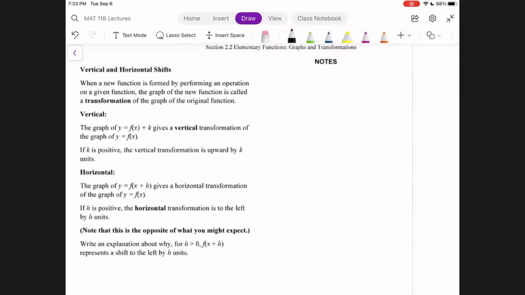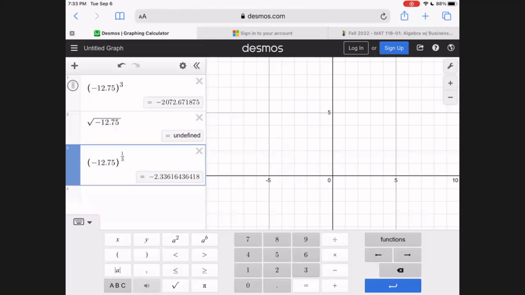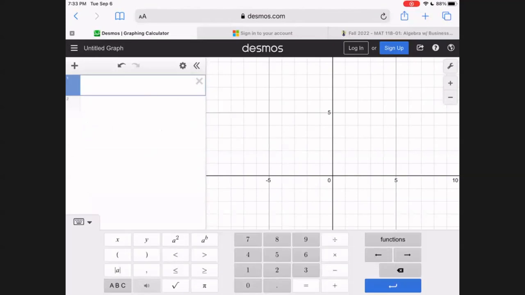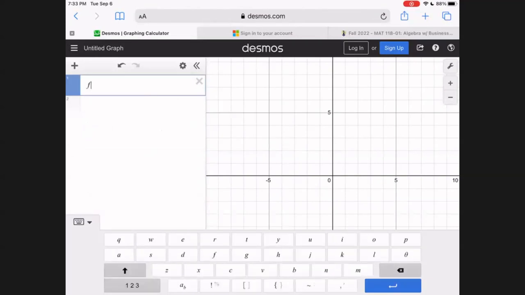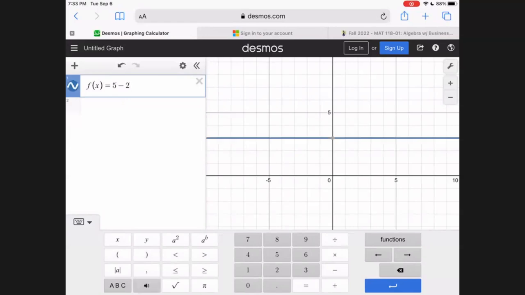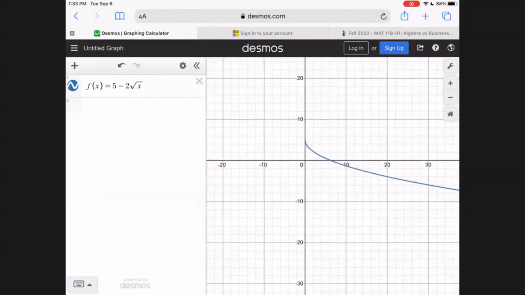One thing I want to say is that if you were, for instance, asked the domain and range, let's look at one of these that you might struggle with on your homework. Let's say we want to graph something. Let's look at a square root. Let's say our equation is f of x equals 5 minus 2 square root of x. If you see this, what do you notice? You zoom out a bit, drag your fingers if you're on your iPad and so forth.